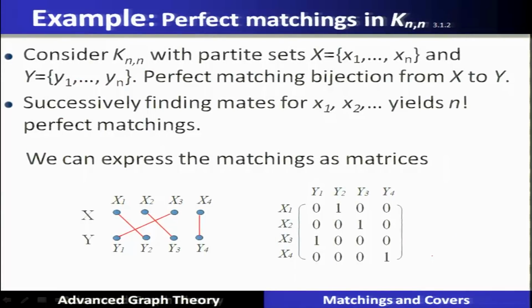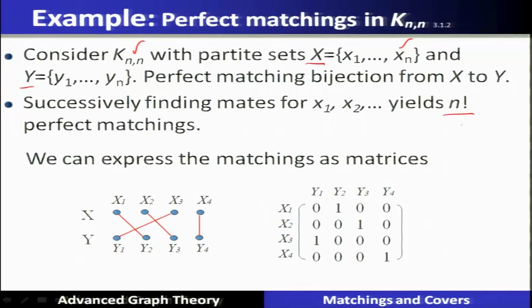The example of a perfect matching we can see in a complete bipartite graph K n,n, having the partite sets as X and Y. The perfect matching, you can see, is nothing but a bijection from X to Y. Now, successively finding mates for x1, x2 and so on up to xn will yield n factorial different perfect matchings.